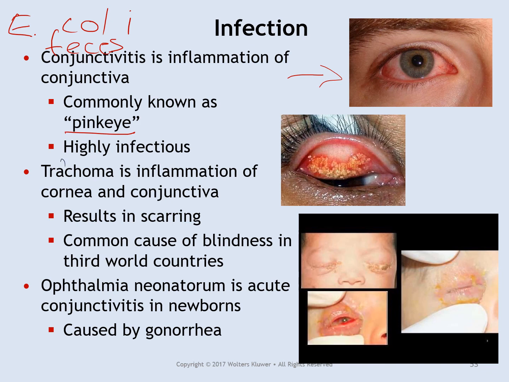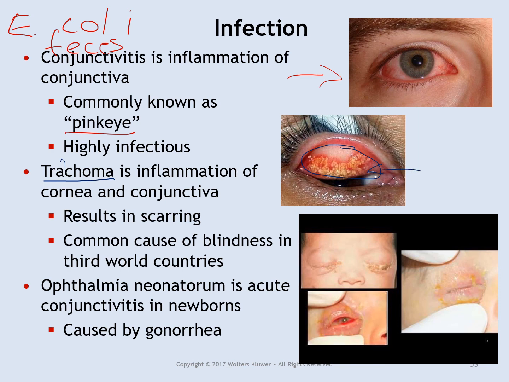Trachoma is a bacterial infection that causes inflammation of the cornea and the conjunctiva and inflammation of the tissue on the underside of the eyelid. This comes from a type of chlamydia bacteria. No, not that chlamydia, but it's in the same family. It's carried by a fly that lands on the eyes, and then the bacteria gets in the eyes and causes this inflammation and this scarring on the underside of the eyelid.